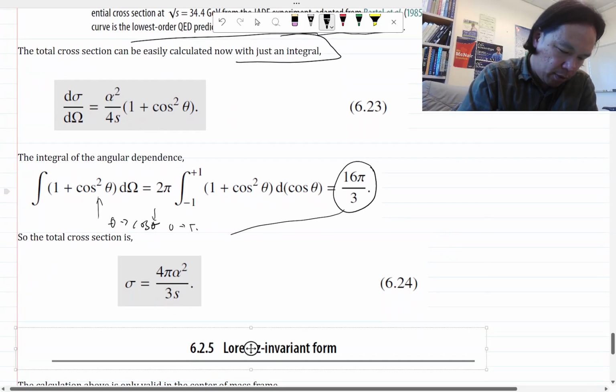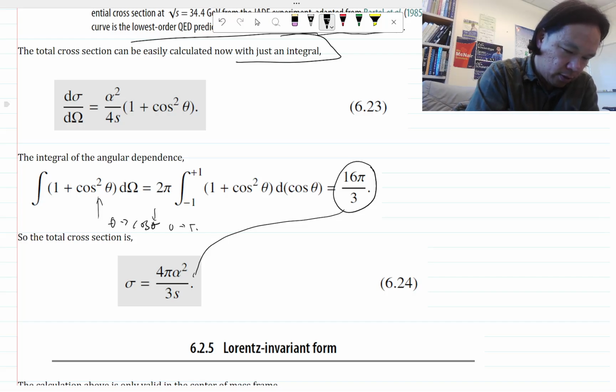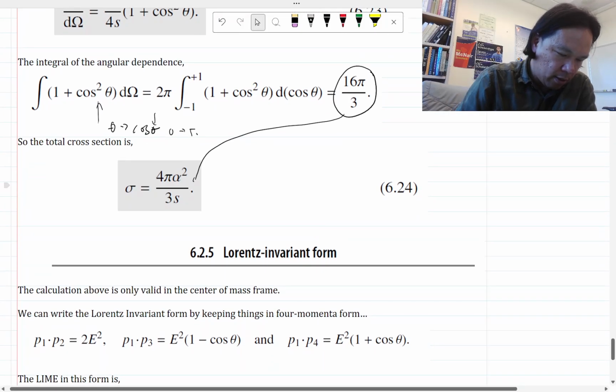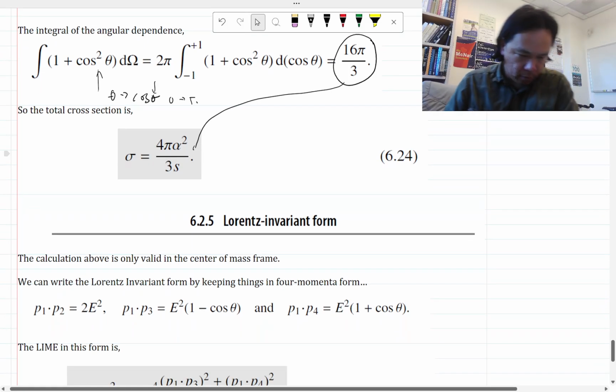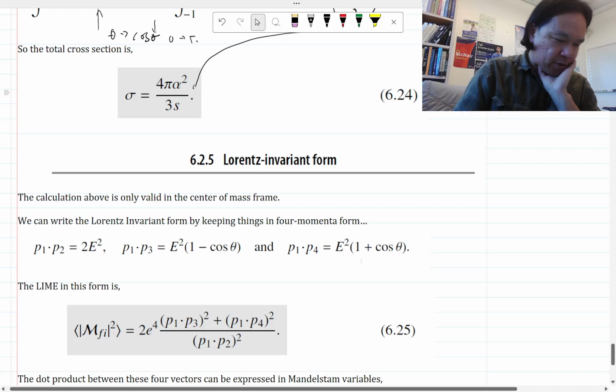Plugging that number into the differential, converting this differential cross section to the cross section, you'll find that it's just going to be 4 pi alpha squared divided by 3 times the center of mass energy squared. Okay. All right. Let's try to wrap this up. I've been talking for too long already.